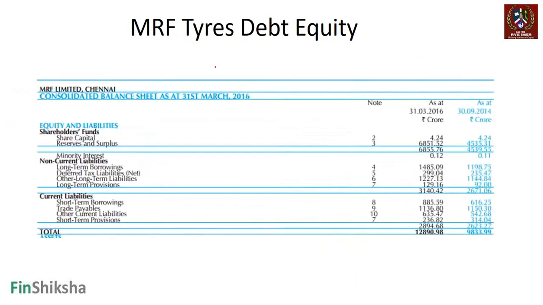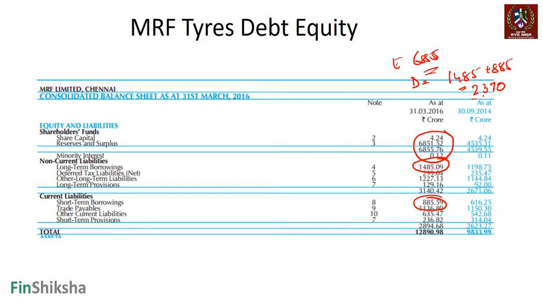That's with CEAT. We can also look at MRF and try and gauge what is the MRF number. So if you look at MRF data in terms of rupees crore, the equity component is almost similar to Apollo, which is 6855, and the debt component is 1485 and 885, correct? So 1485 plus 885, that will work out to 2370 crore, correct?